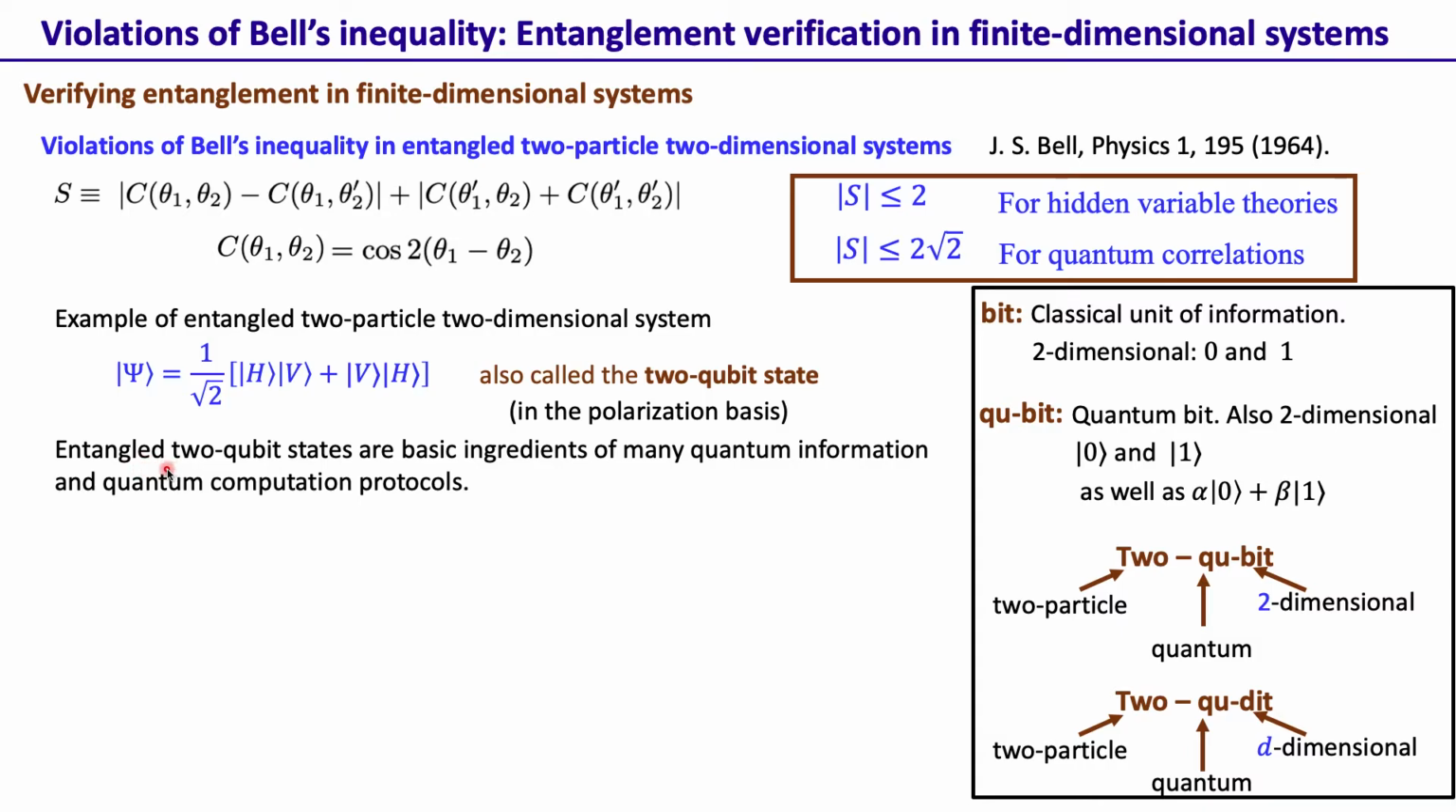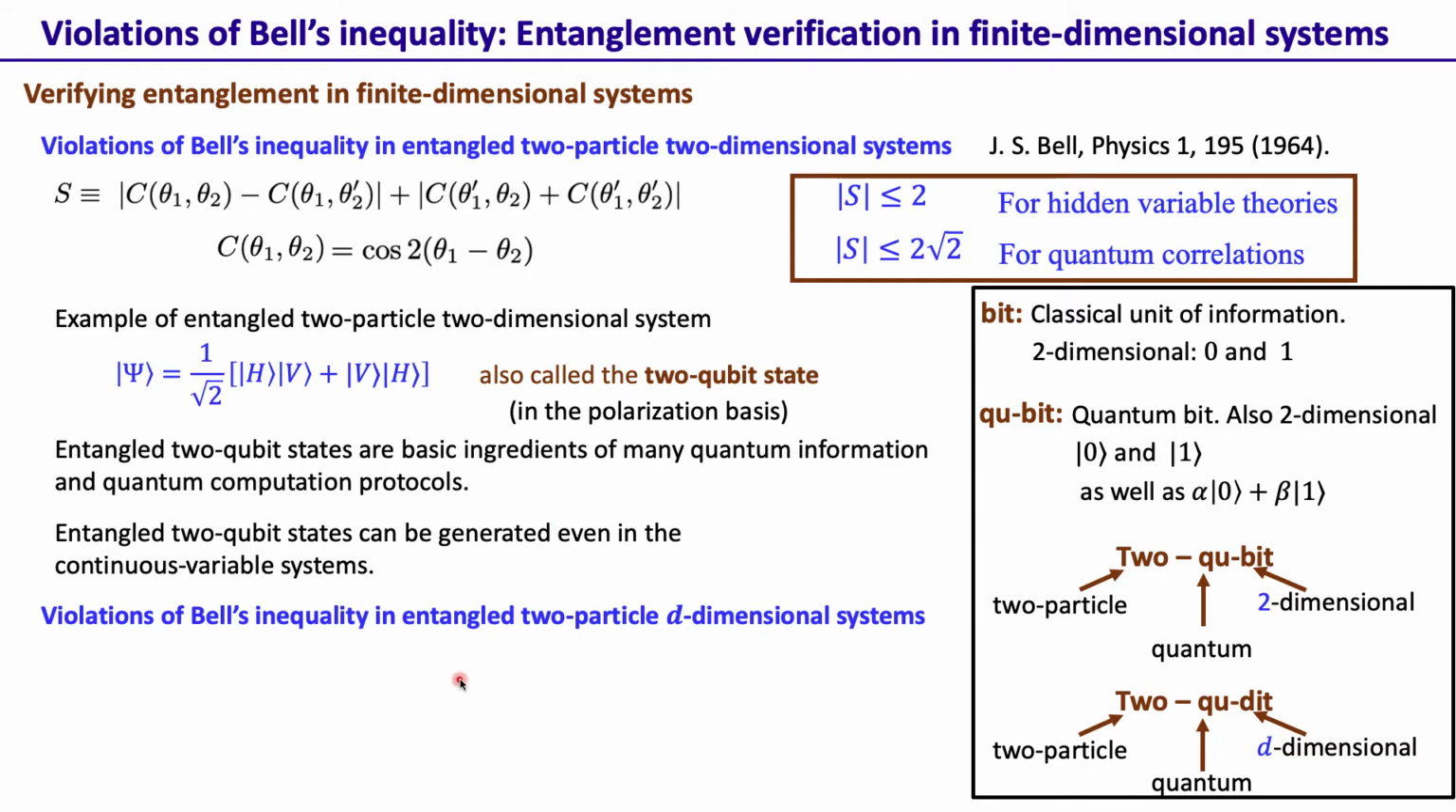Of course, entangled two qubit states are basic ingredients for many quantum information and quantum computation protocols. And the original Bell inequality was meant actually for a two-dimensional degree of freedom, that is polarization. But we'll also see that the two-dimensional version of Bell inequality can also be used, and the entangled qubit state can also be generated using continuous variable systems.